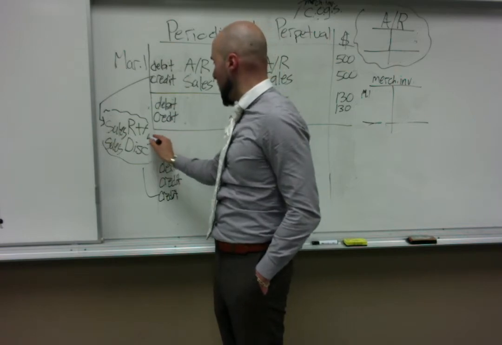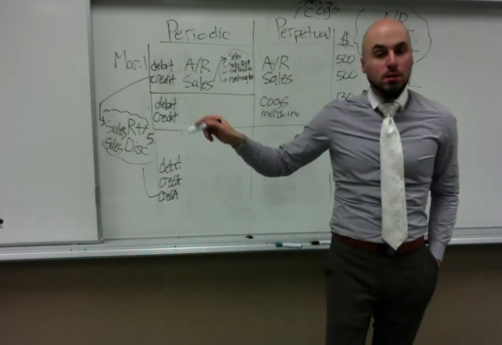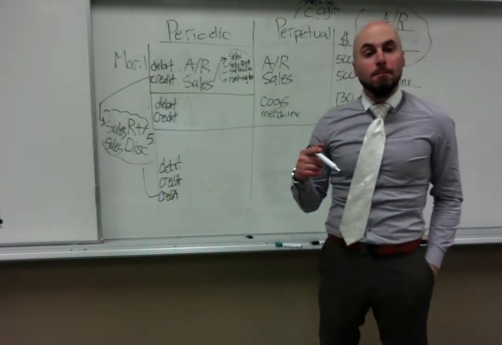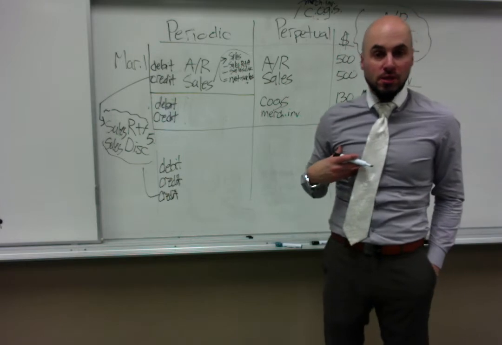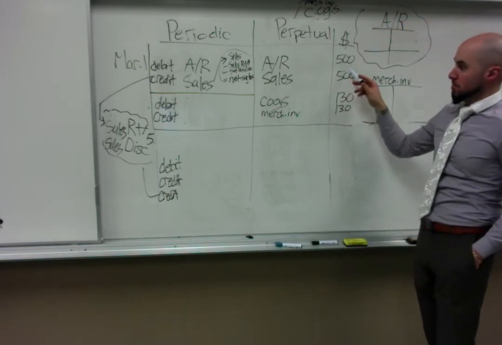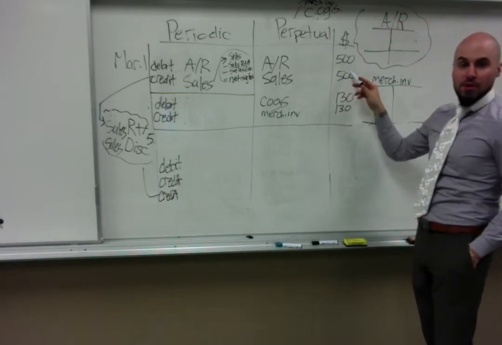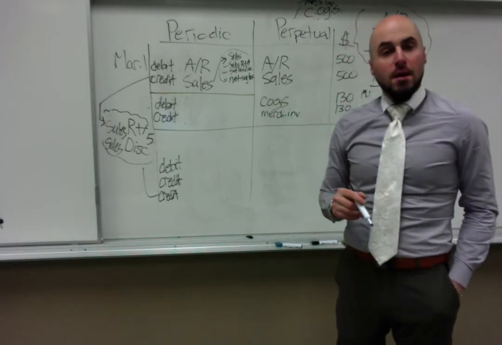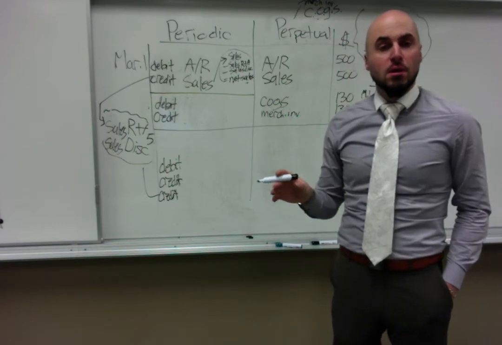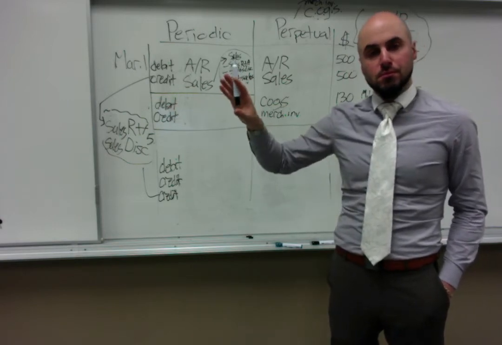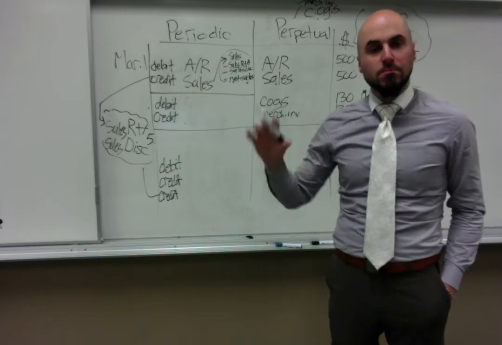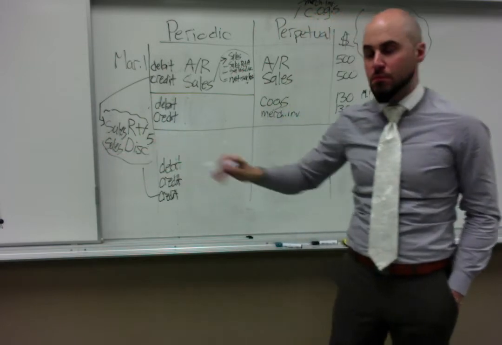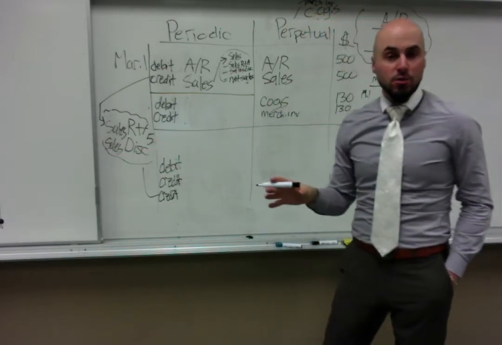we'll put right here. Sales return and allowance means that the customer is now returning goods to us. We sold them $500 worth, and they're saying, well, we'll keep $400 of it, but the $100 worth of it we don't want. We're going to send it back to you.